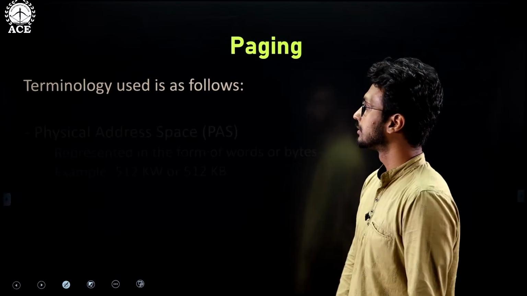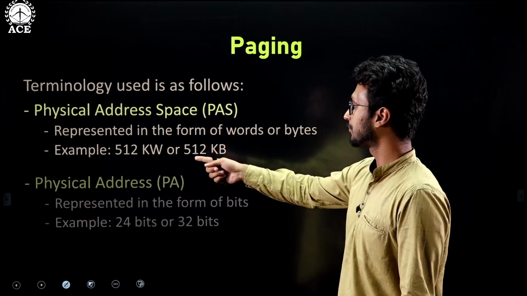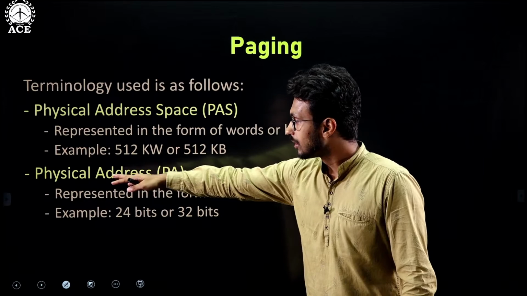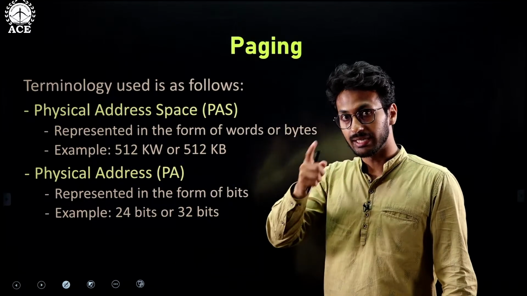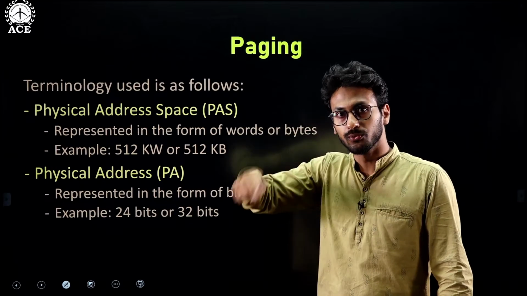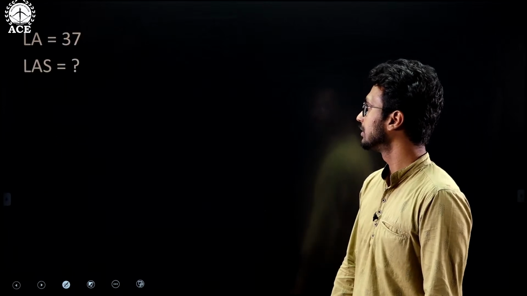Next one. Physical address space is represented in the form of words or bytes. Example 512 kilobyte. Physical address is represented in the form of bits. See, physical address in bits, physical address space in words or bytes. Example, okay. Done with the terminology.